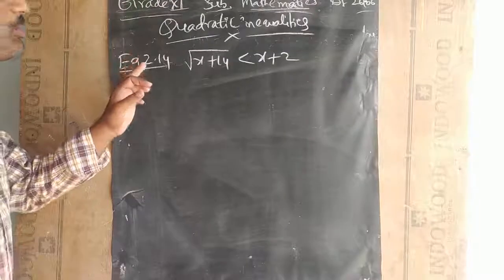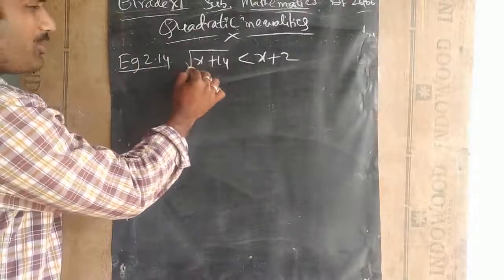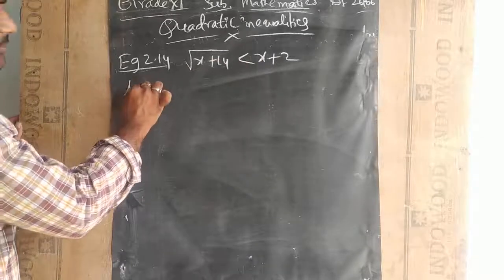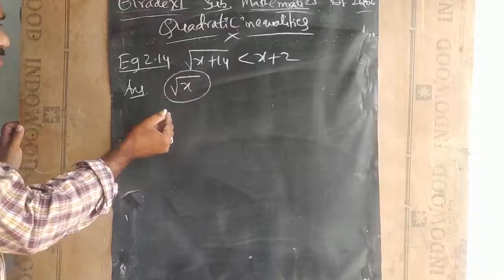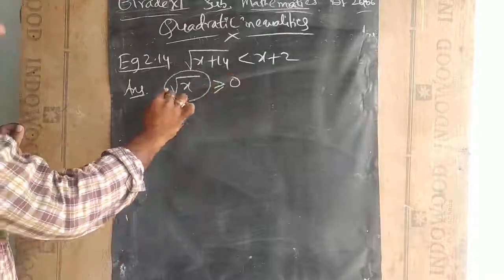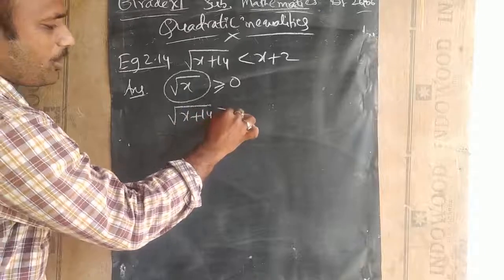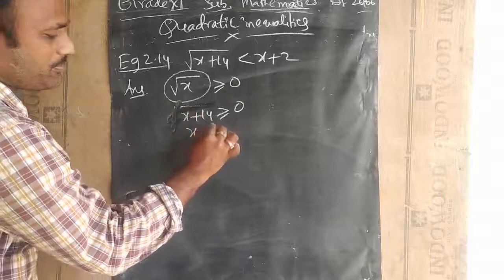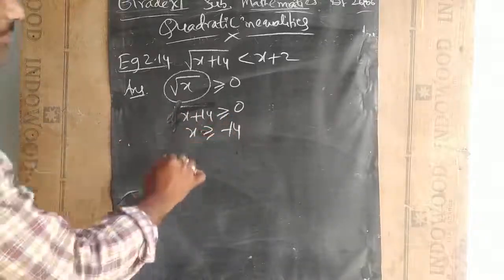Students, next let us talk about quadratic inequalities, with an example: root of x plus 14 is less than x plus 2. Always remember one condition: whenever we are talking about root of a variable, root of a number, it will always be greater than or equal to 0. So x plus 14 will be either 0 or more than 0. X is greater than or equal to minus 14. Plus 14, if I transpose, it will become minus 14.